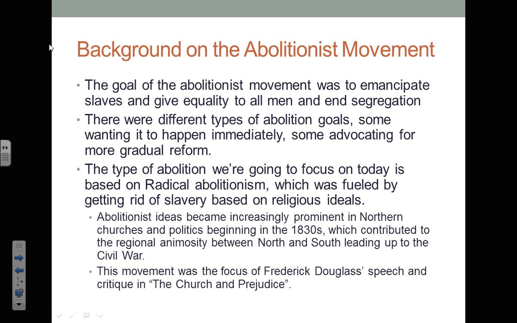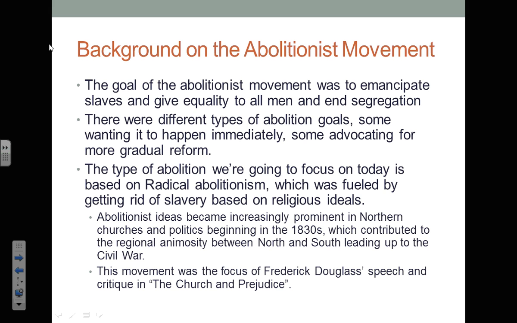Yeah, to free yourself from being owned by something. Even like, are you thinking of emancipation of a minor? Yeah, so emancipating from a parent, yeah, that could work too. There are different types of abolition goals, some wanting it to happen immediately, some advocating for more gradual reform.